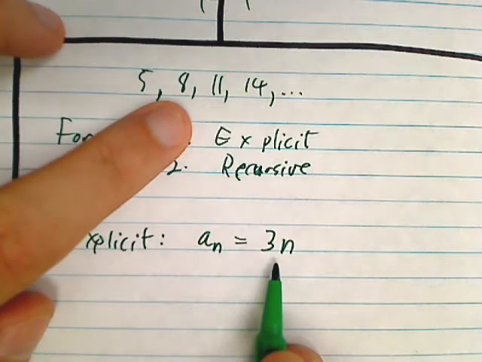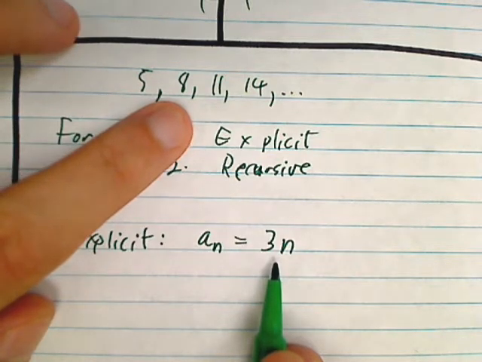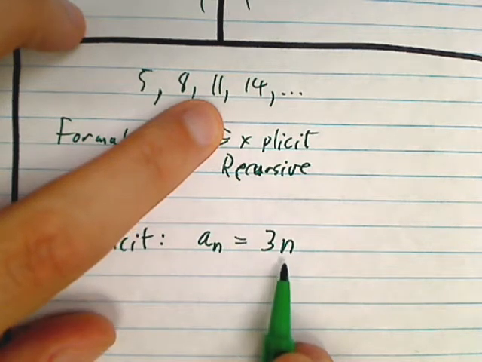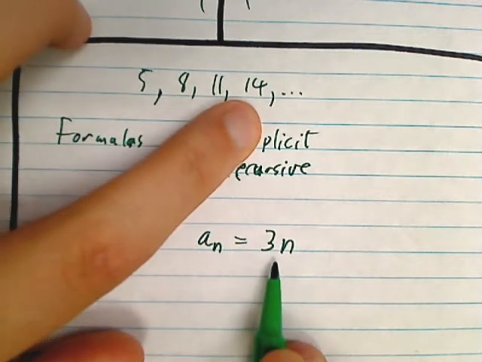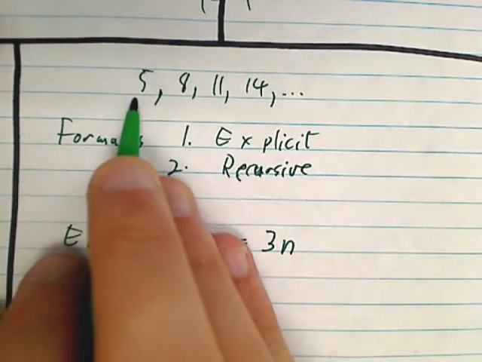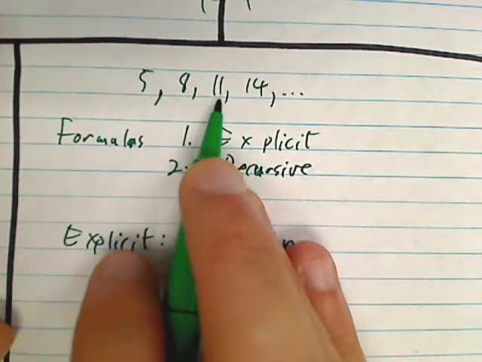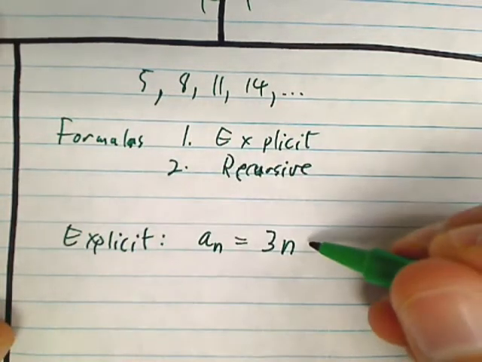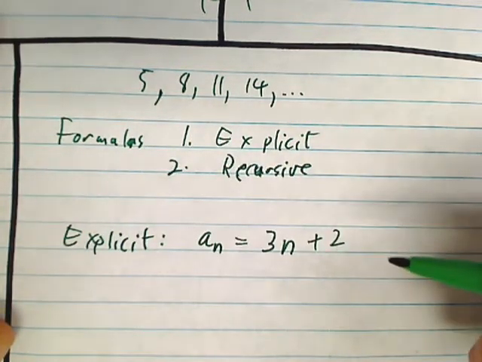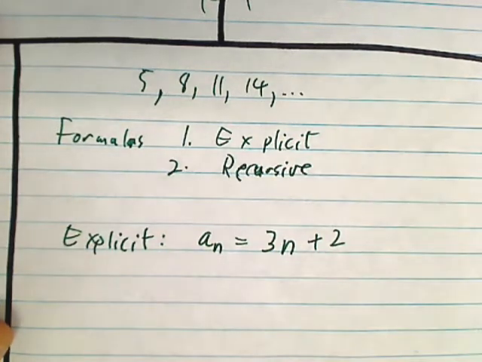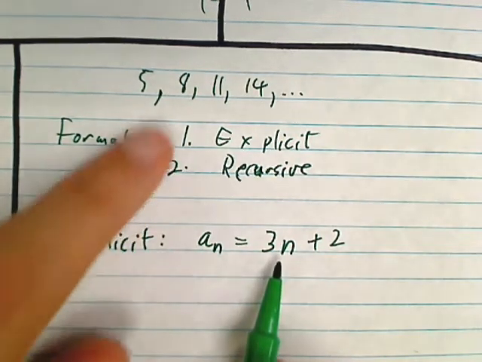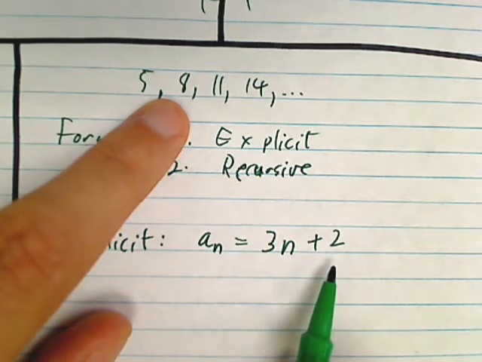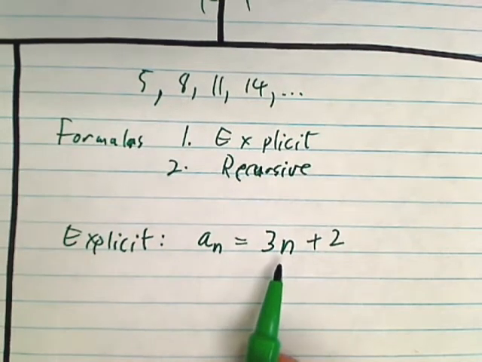3 times 2 is 6, but I want 8. 3 times 3 is 9, but I want 11. 3 times 4 is 12, and I want 14. Well, if you think about those numbers, 3, 6, 9, 12, they're all 2 less than the value here. So I need to add 2 to my formula to make that work. Now if I put in 2 here to get the 8, 3 times 2 is 6, plus 2 gives me 8.